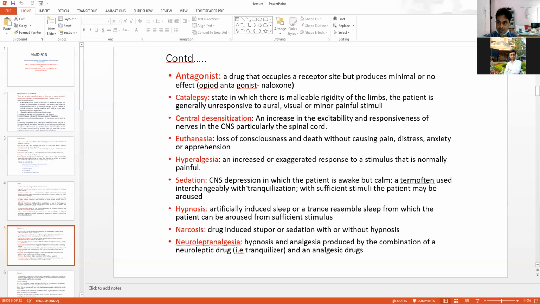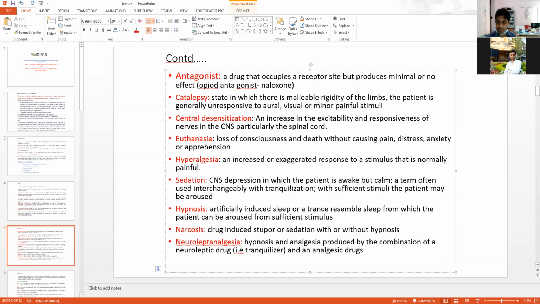Now sedation, the definition of sedation, you have to remember. People always ask, what is sedation? Sedation is CNS depression in which the patient is awake but calm. This term is used interchangeably with tranquilization. In tranquilization, with sufficient stimuli, the patient may be aroused. If you give sufficient stimuli, suppose a pin prick or any type of painful stimulus to the animal, then the animal will arouse. This is the condition you have to remember.